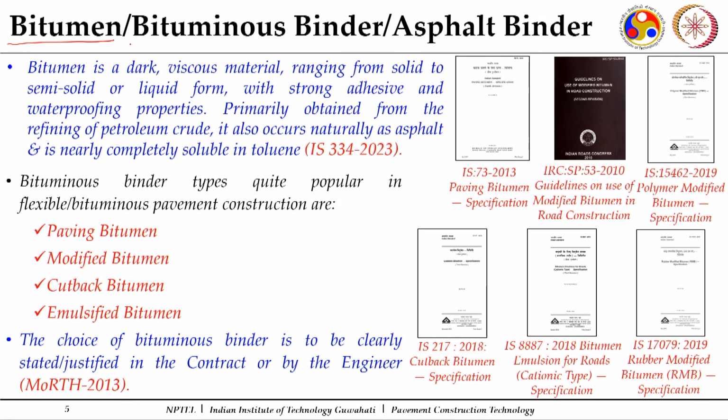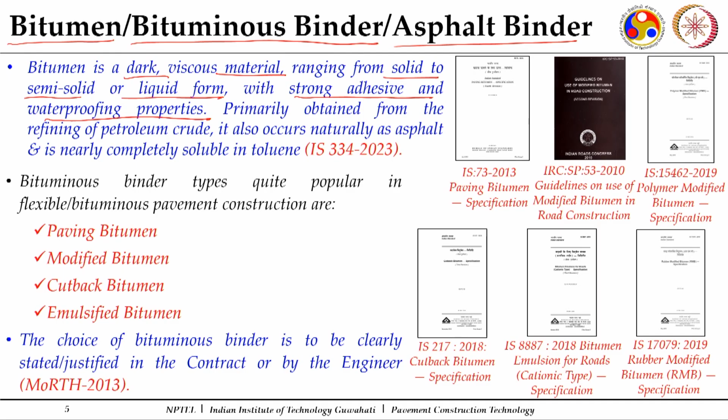Now, this bituminous binder is known by different names. It is known as bitumen, we can call it bituminous binder, and also asphalt binder. What it looks like is a dark viscous material ranging from solid, semi-solid to liquid form. So, its consistency changes with change in temperature. This is what a thermoplastic material is. Its consistency or fluidity changes with the change in temperature. It is a dark brown viscous material with strong adhesive and waterproofing properties. This is a very important characteristic of this material.